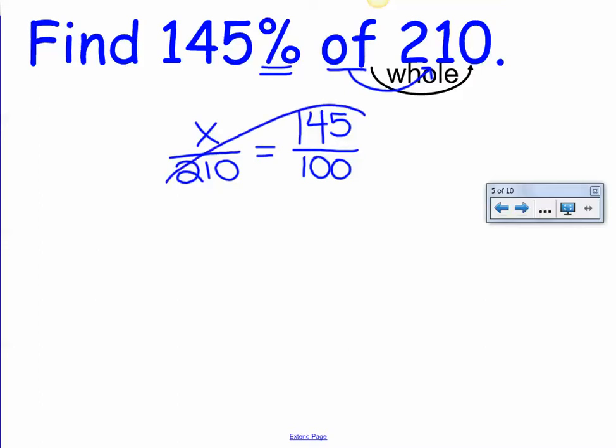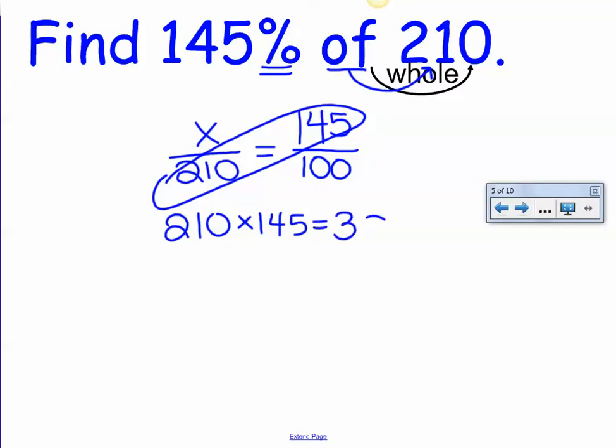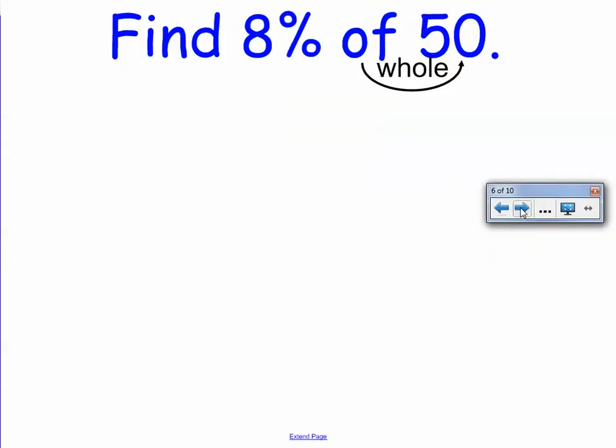Again, I would multiply my diagonal across, so I would do 210 times 145. I know you don't have a calculator out, so I'm going to do that for you. So if I do 210 times 145, write down your paper that equals 30,450. Then, to solve my proportion, I divide by my last and final number that I haven't used yet. So I would divide by 100. When I do that, you get 304.5.